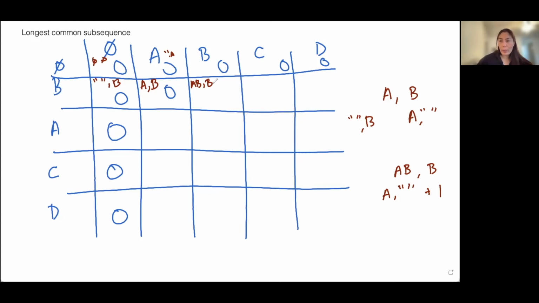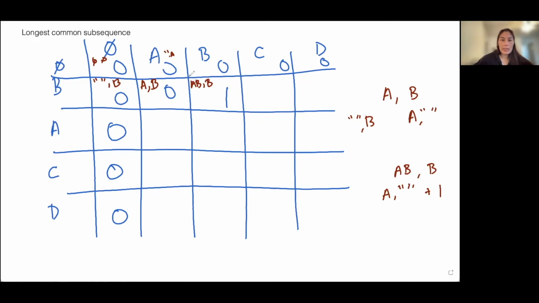So we want to remove that B from both of them, so we have to move both left and up. We look in that top left cell, we see that that's a 0, and we add 1 to it. So here we know that if our strings were just A, B, and B, we would have a common subsequence of 1. Okay, so now we move on.